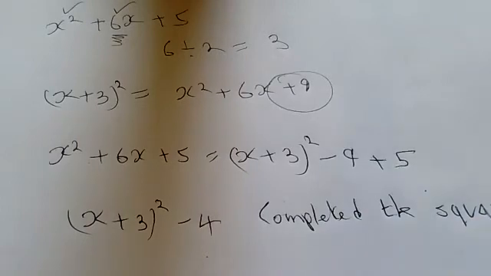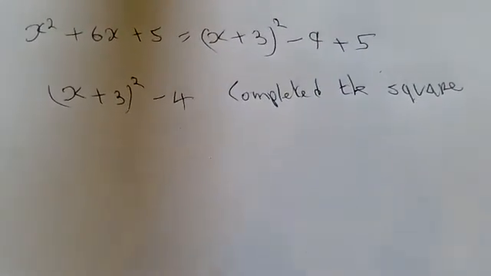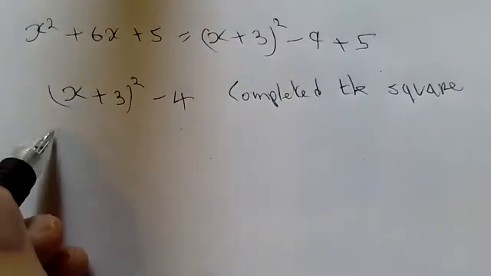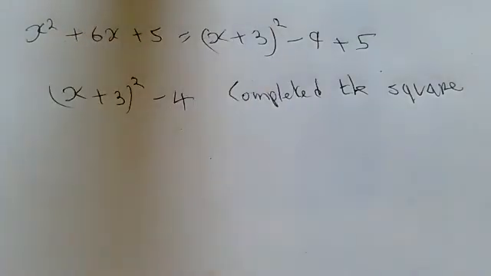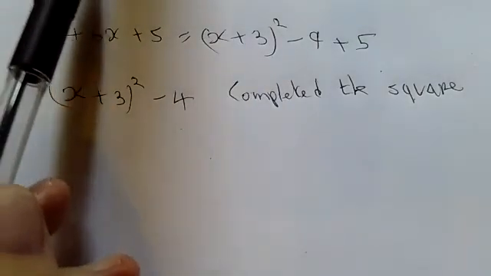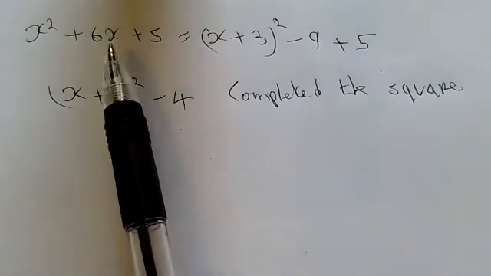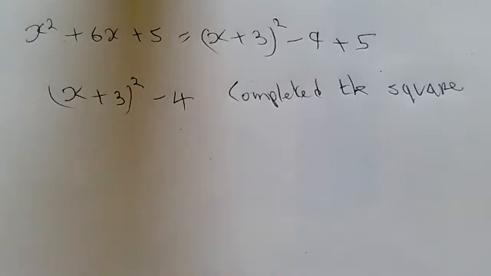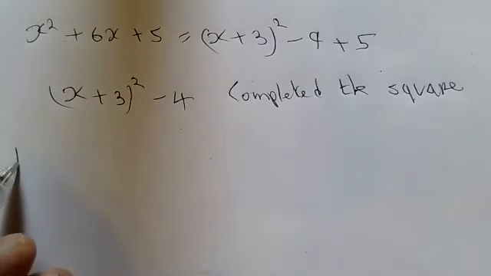I'll just write that on there. That's completed the square. Well, what use would that be? Basically, let's say I wanted to solve this. Now, the point is, I've got rid of the middle term here. I've got rid of the 6x. So I can find the roots.